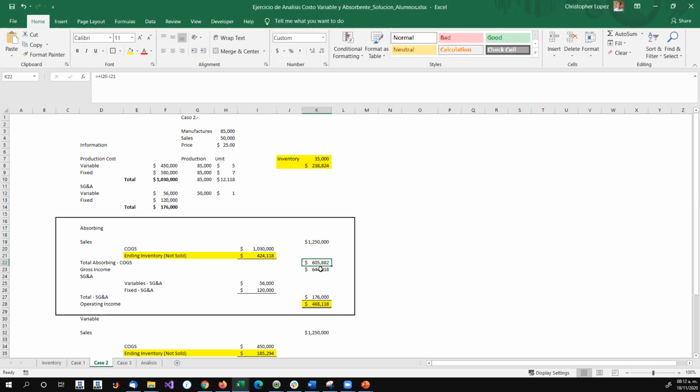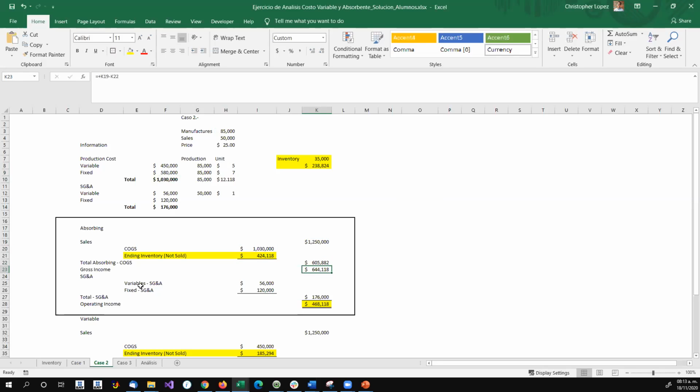All I need to do now, yes? Can you repeat the one that is COGS, please? Yes, it's just a multiplication of what you manufacture times the fixed and variable unit cost. This is the division between this one and this one, or the addition of these two. You subtract that and you get the total absorbing cost. Then you subtract from the sales the total absorbing cost and you get the gross income.